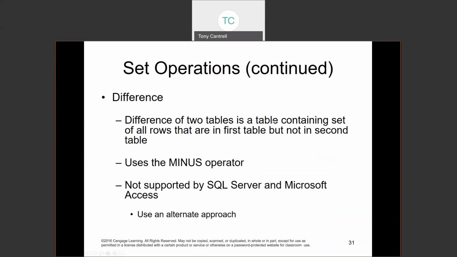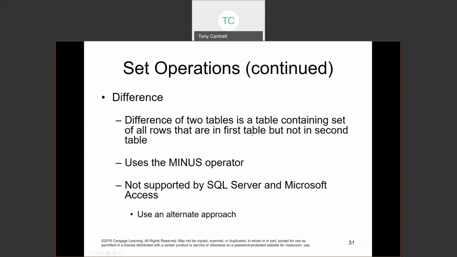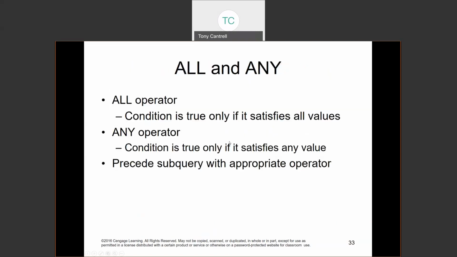Difference. Two tables contain the set of all rows that are in the first table, but not in the second table. You use the minus to get difference. So those are, it's 502, 713, and 893 is the only rows that's in the first table, but not in the second table. Okay. Again, that's what it says, first table, but not in the second table.